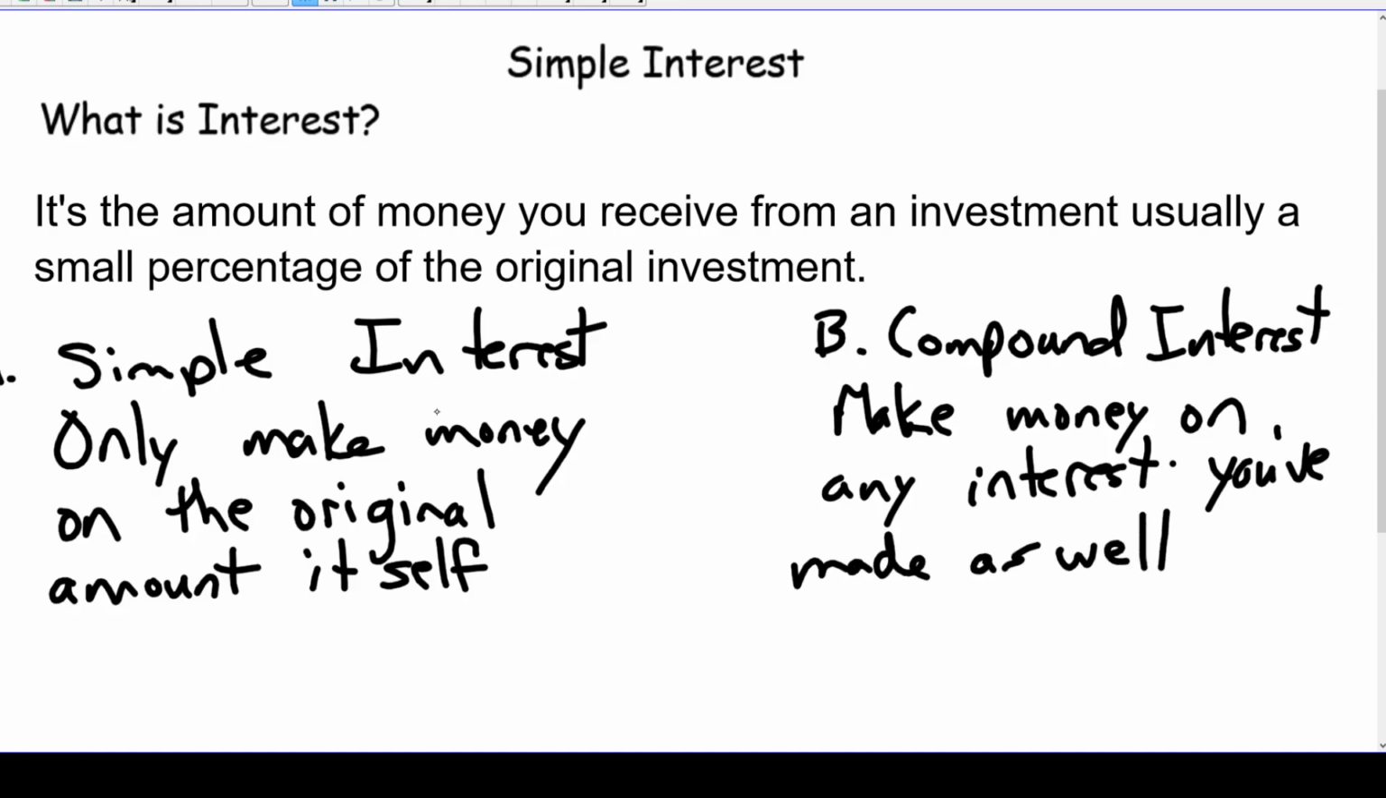And usually simple interest is used in scenarios where you owe money, because it's hard enough to pay back debt. When you have to pay back debt on top of the interest that you owe as well, it becomes significantly more difficult. So usually when you're owing money, you're going to be looking at a simple interest scenario. And usually when you make money, you're going to be looking at a compound interest scenario because you want to make as much money as possible. So you want to have interest on your interest. So we're going to be looking at simple interest today.